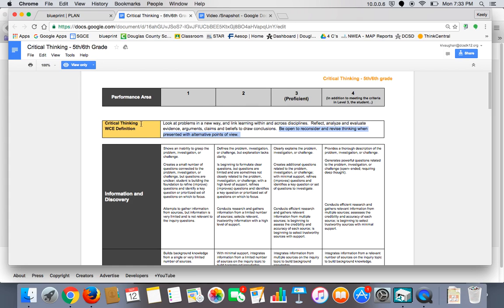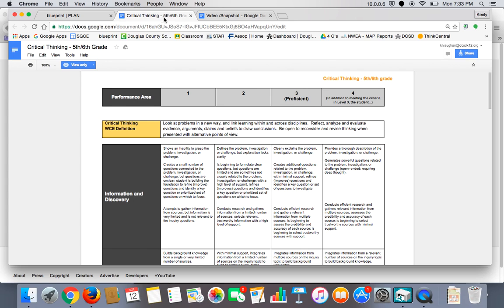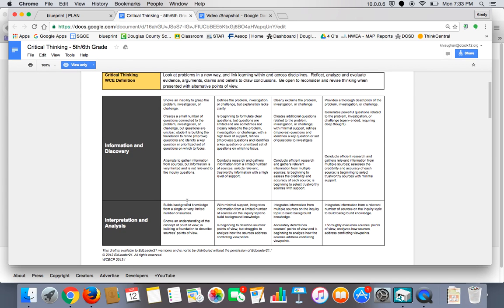So I think I'm in the right place so far. If I decide that I'm not, I can go back and look at that creativity rubric where I saw some other things that matched my thinking and see if there's a better fit. But I'm going to continue to explore this critical thinking rubric first.